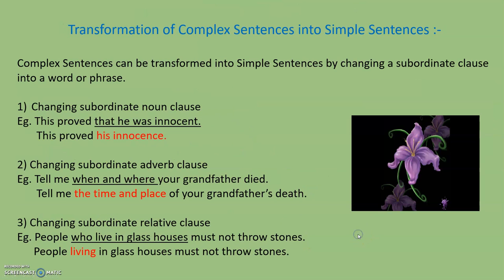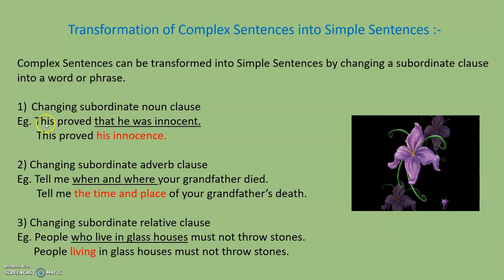Now this is what we did: transformation of compound into simple. Let's see transformation of complex sentence into simple sentence. You know complex sentences are what? It has an independent and a dependent clause, right? It has both. So you have to change a complex sentence now into simple. So complex sentences can be transformed into simple sentences by changing a subordinate clause into a word or phrase. Now, you know in complex sentences we have subordinate clauses. Clauses you have done, so you will know what a subordinate clause is. Now changing a subordinate noun clause.